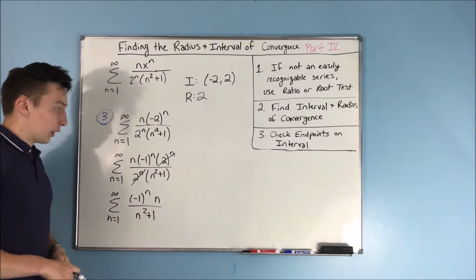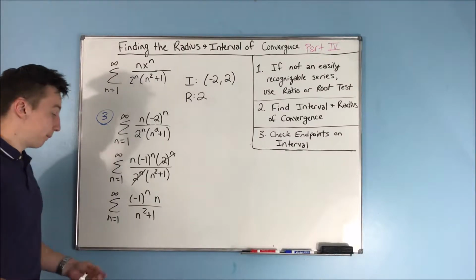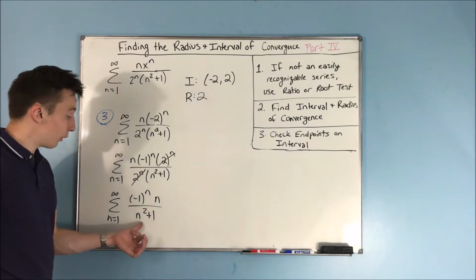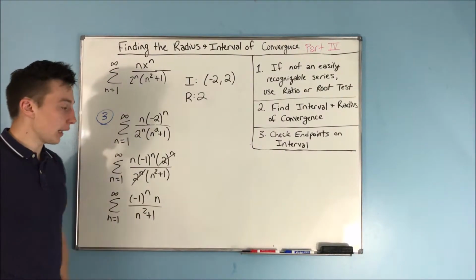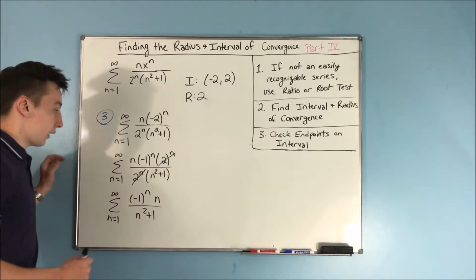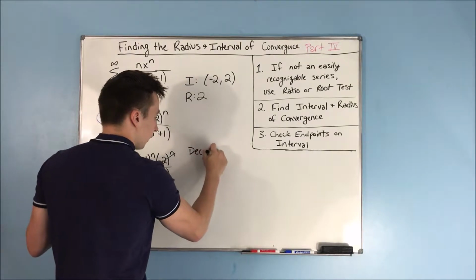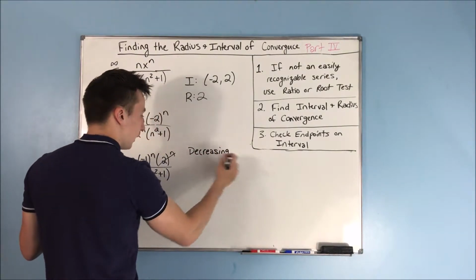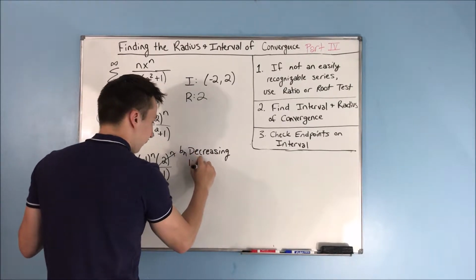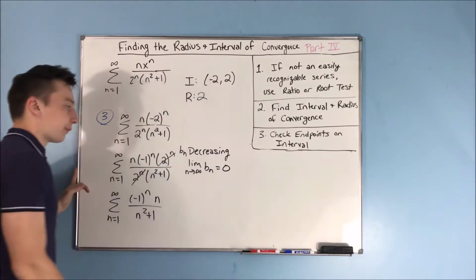Okay, so now what are we going to be able to do with this? Well, the test for divergence, you can kind of see that that's not going to work here. We have that higher power of n on the bottom, so not going to happen. But we can try the alternating series test, and that's going to help us out quite a bit. The alternating series test says that b sub n needs to be decreasing, and the limit as n approaches infinity of b sub n needs to equal 0.